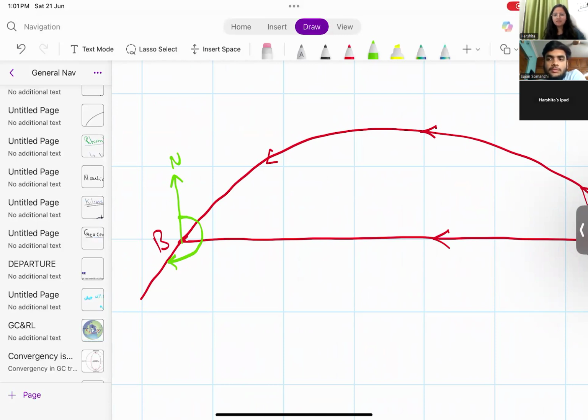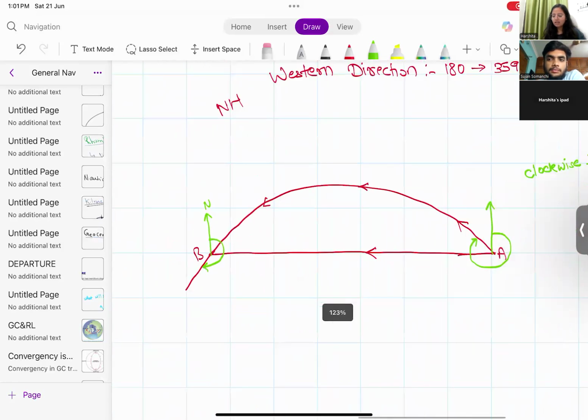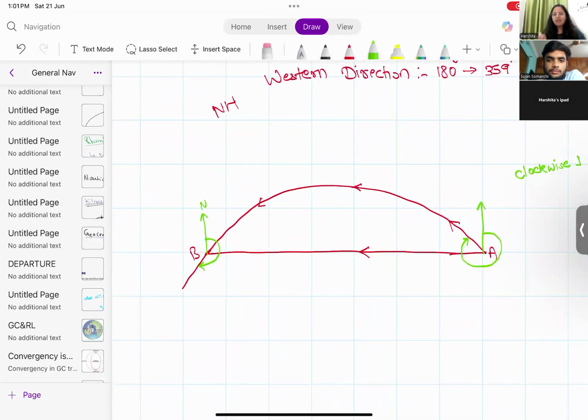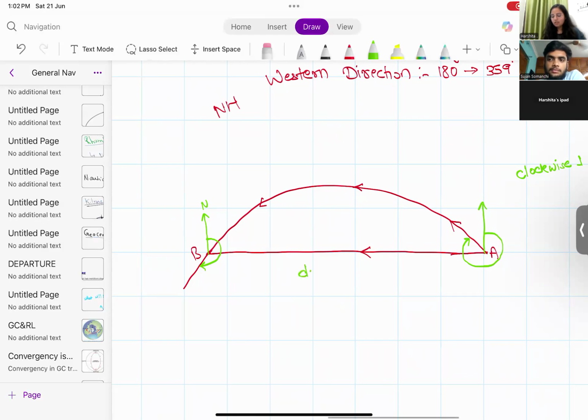Now look at the diagram and tell me, did the angle increase or decrease from A to B? The angle decreased. That means the great circle track was decreasing, because this is the great circle initial, this was the great circle final. So we saw that the track decreased. Are we happy?